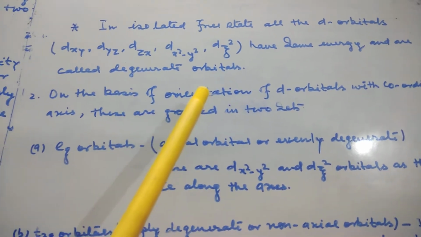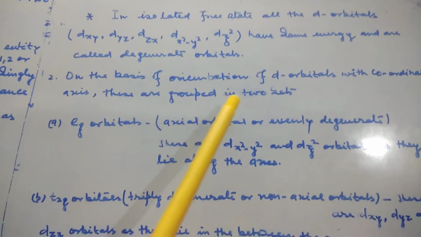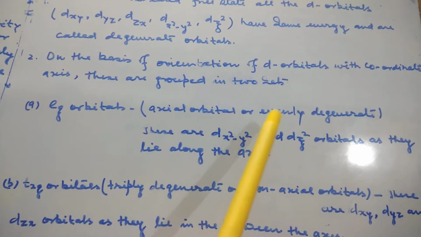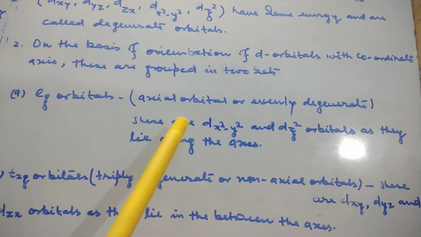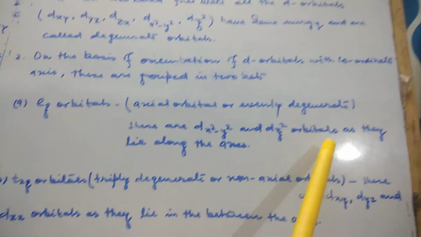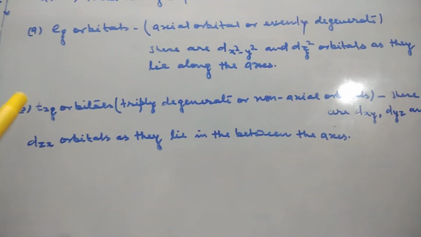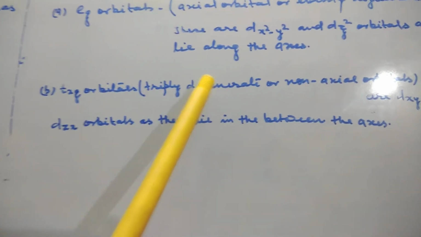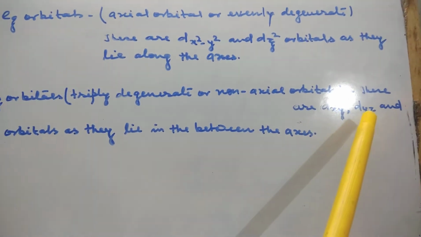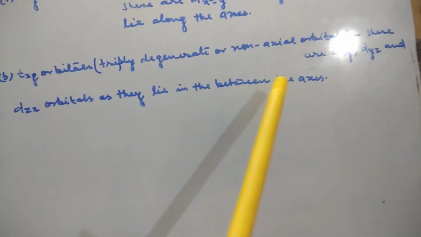On the basis of orientation of d orbitals with coordinate axis, these are grouped into two sets. First, eg orbitals or axial orbitals, or doubly degenerate. These are dx square minus y square and dz square orbitals, as they lie along the axis. And second, t2g orbitals, that is triply degenerate or non-axial orbitals. These are dxy, dyz and dzx orbitals, as they lie in between the axes.